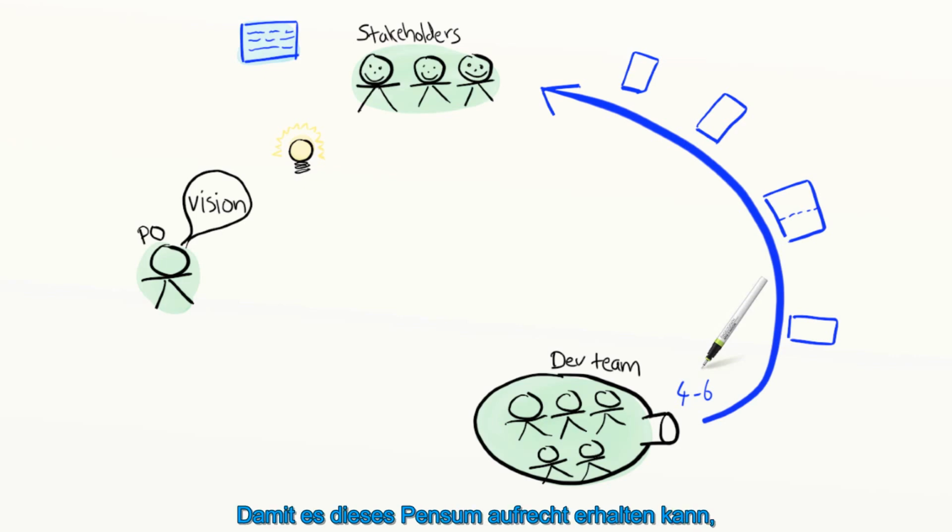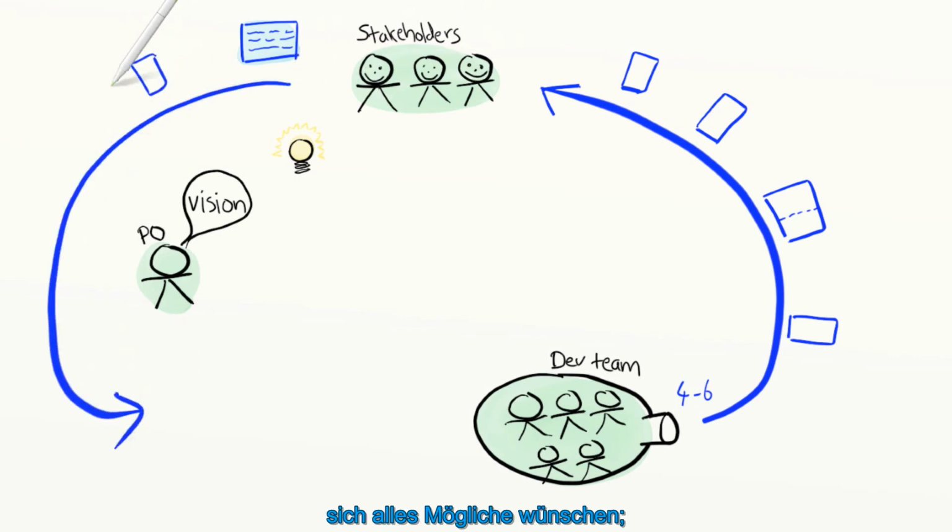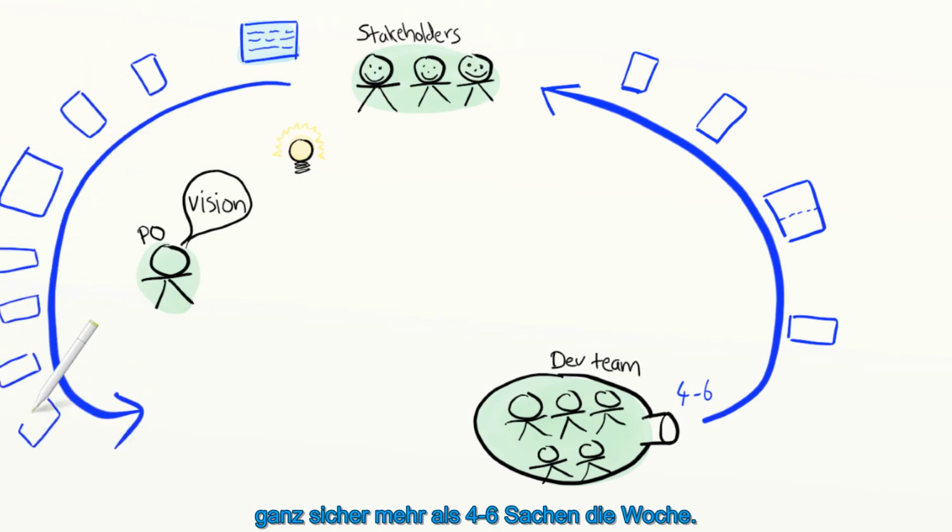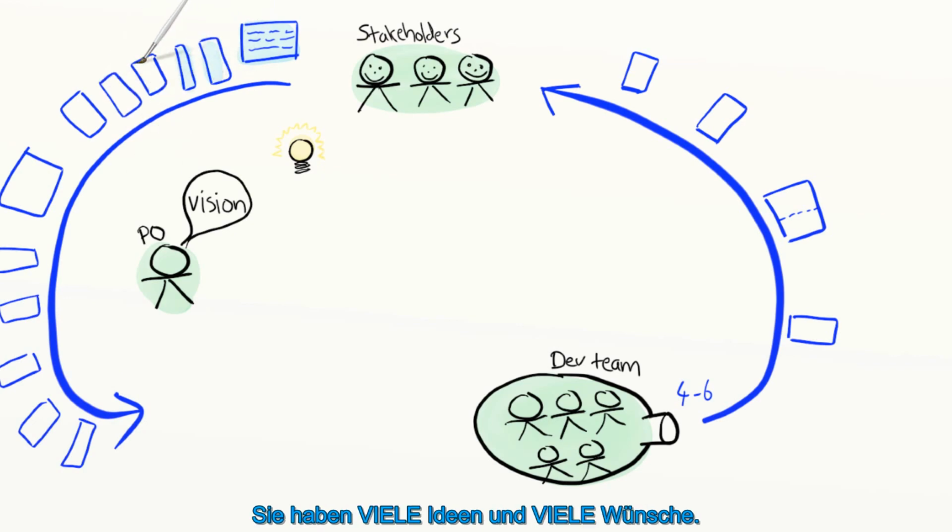In order to maintain this pace and not get bogged down by manual regression testing, the team invests heavily in automated testing and continuous integration. So every story has at least one automated acceptance test at the feature level, and most of the code has automated unit tests. The problem is, here are a bunch of stakeholders asking for all kinds of stuff, and they sure aren't going to be limited to 4 to 6 ideas per week. They have lots of ideas and lots of wishes, and every time we deliver something to them, they'll get even more ideas and ask for even more stuff.